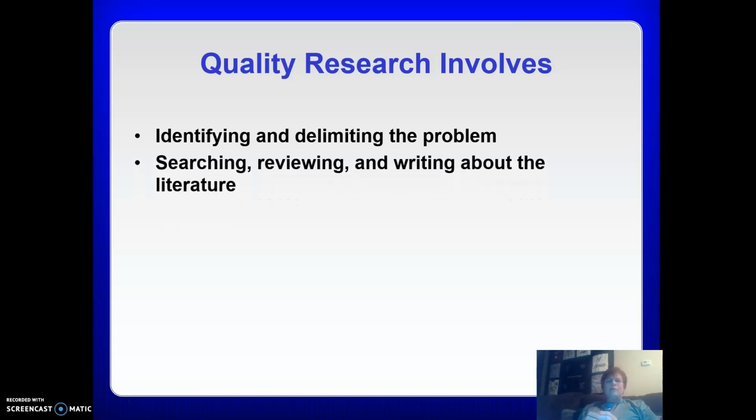And then you're going to search, review, and write about this problem and what has been done already in this area by becoming familiar with research. This is a very important step as you go about the research process: finding out what's already been done in the area, and what needs to be done.